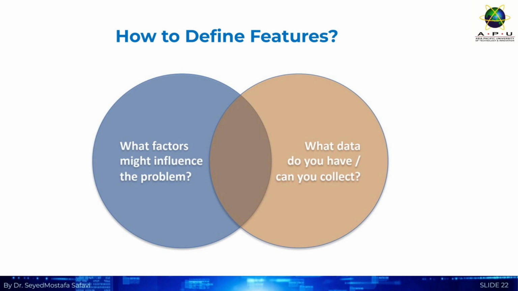To define good features, ask yourself two main questions. What influences the problem? What are the variables that logically should affect the outcome? What can we actually collect? Is the data accessible and reliable? A good feature is one that is both logically relevant to the problem and practically available in your dataset.